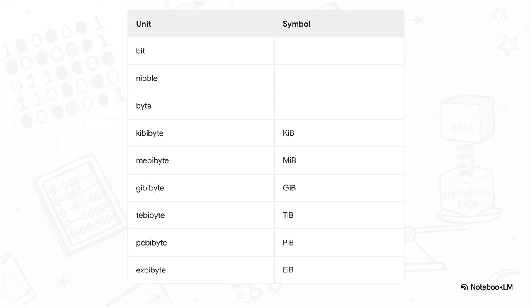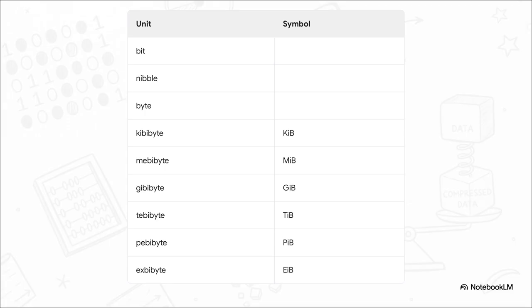From there, we step up to that funny word I mentioned earlier, a nibble, which is exactly half a byte, or 4 bits. But things really get practical when we hit the byte. A byte is made up of exactly 8 bits. And from the byte, we launch into the stratosphere. We scale up to the kibibyte, the megabyte, the gigabyte, and the terabyte.